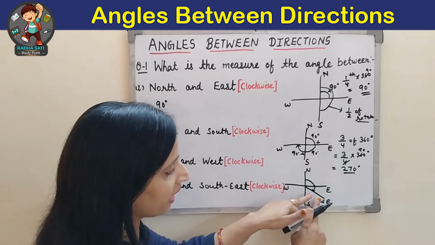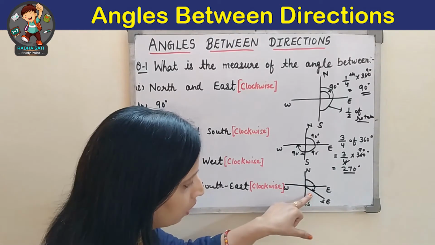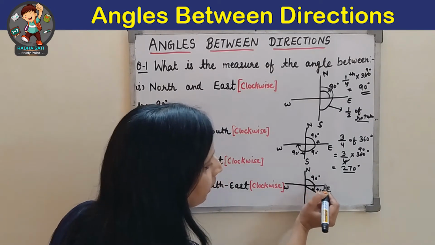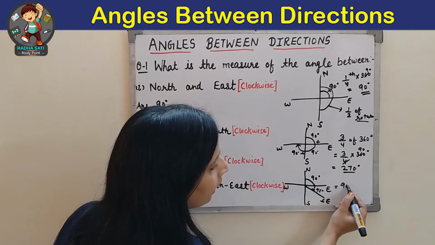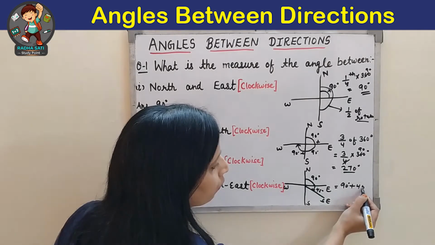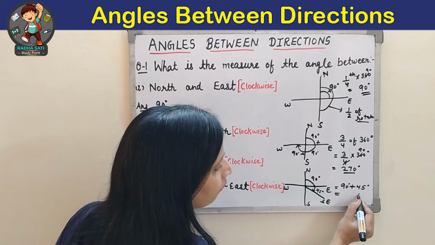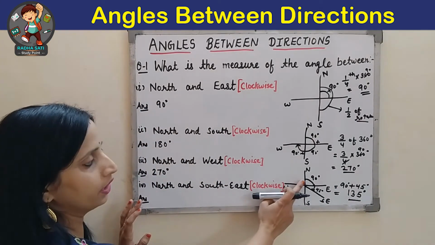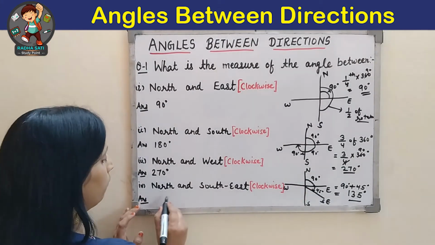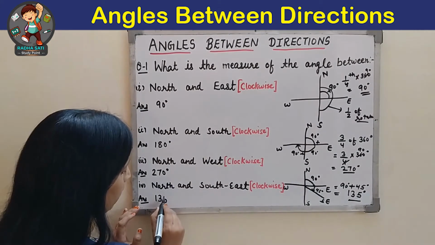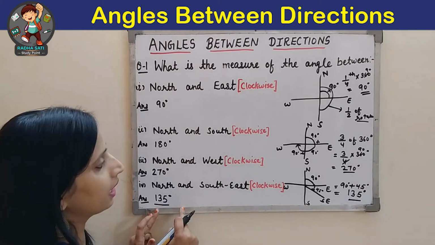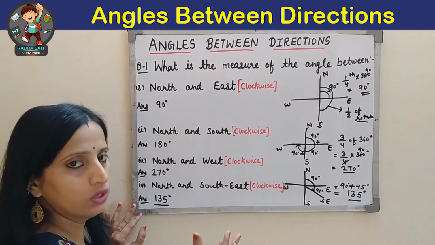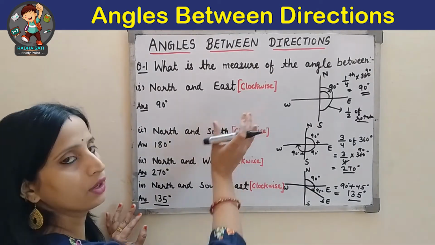Because this is just the angle bisector of this. So here this angle will be 45 degrees and this will be 90 degrees. We will add up these two: 90 degrees plus 45 degrees. We will get 135 degrees. So the angle between north and southeast will be 135 degrees. So similarly, we can find out any angle between any given two directions if we know the rotation.